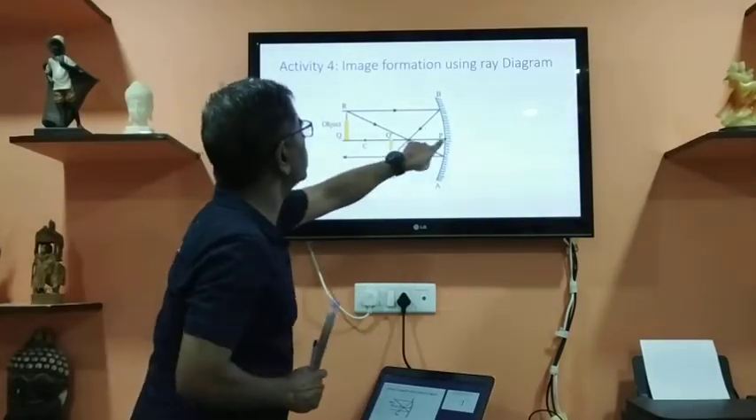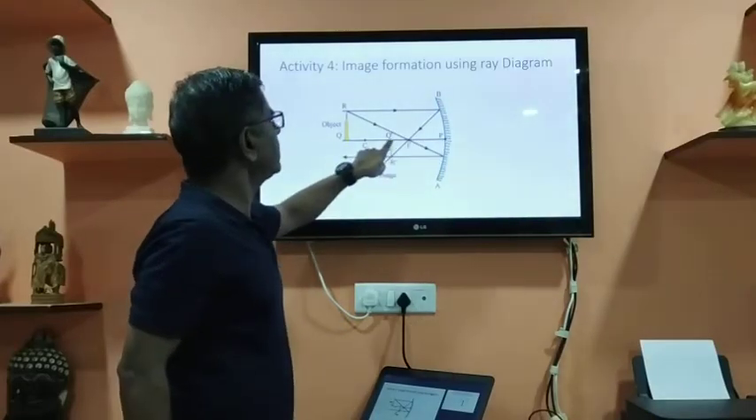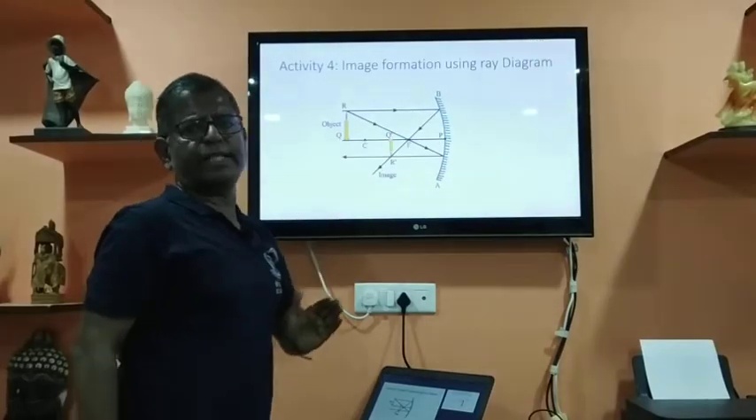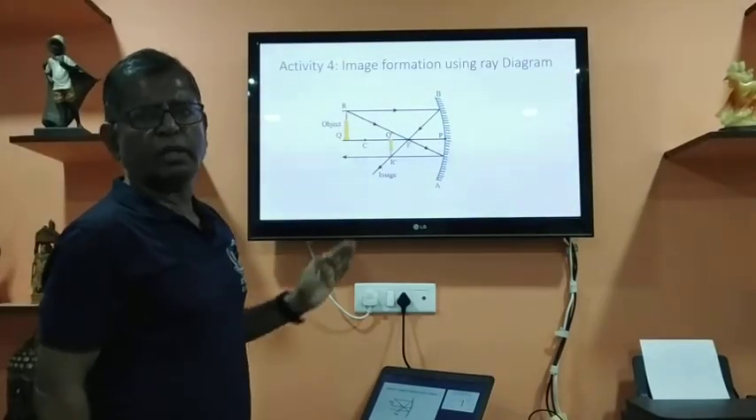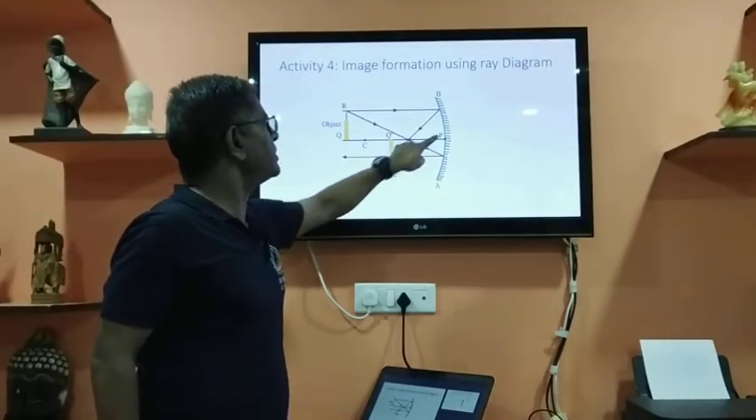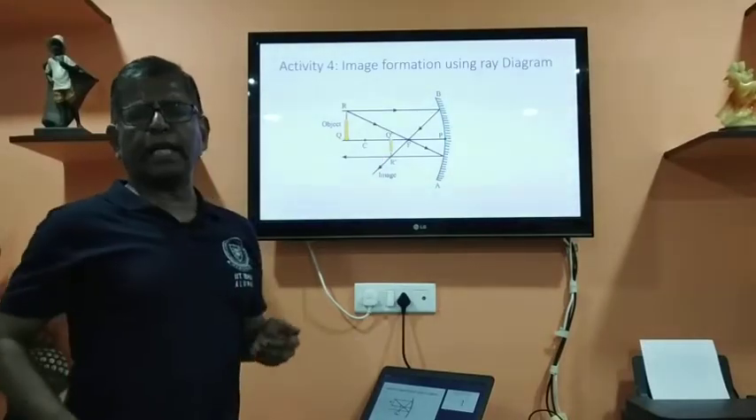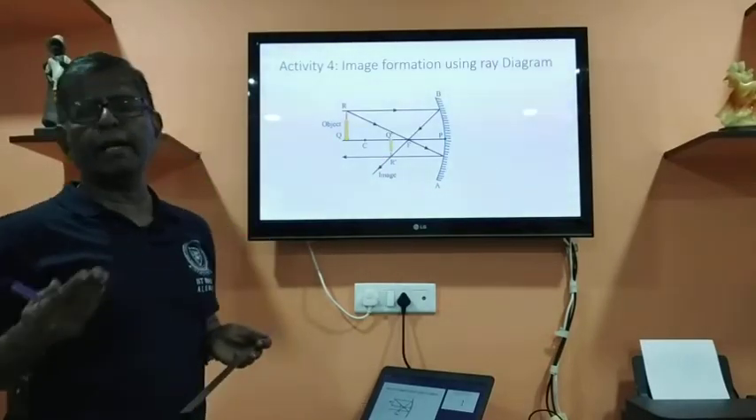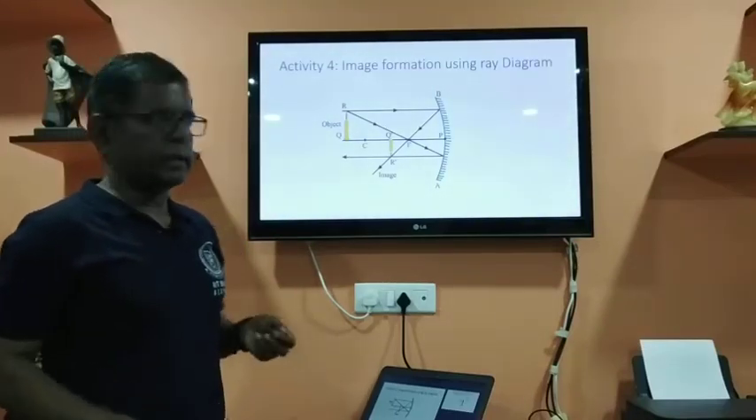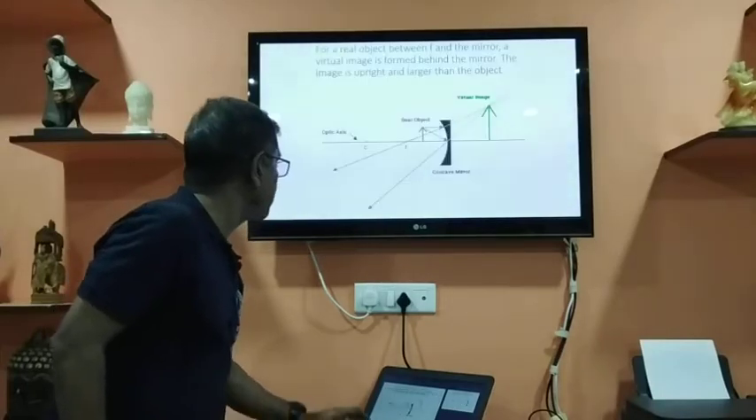Now you can find the distance between the mirror, that is the pole, and the image. This is called the image distance. All the distances are measured from the mirror, that is, from the pole. Now you can measure the size of the image and this distance, and you have to physically use the scale and a pencil. Don't draw a rough diagram, you have to draw exactly. And then you can complete the table.